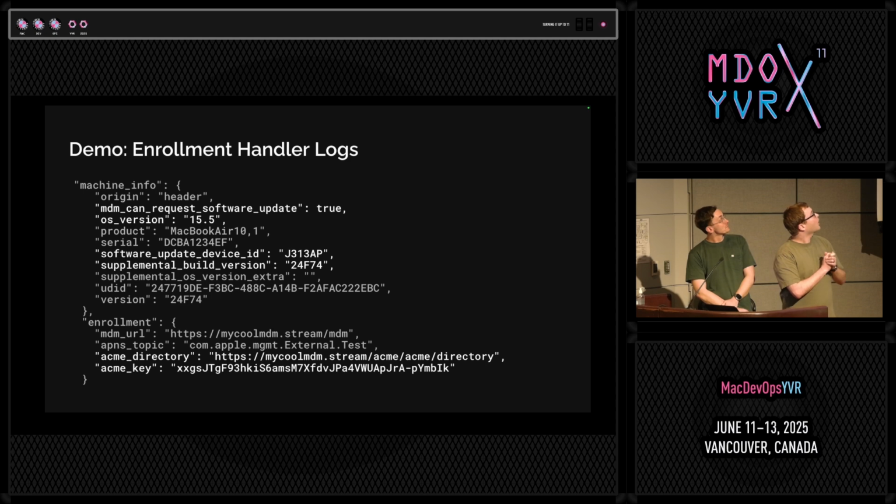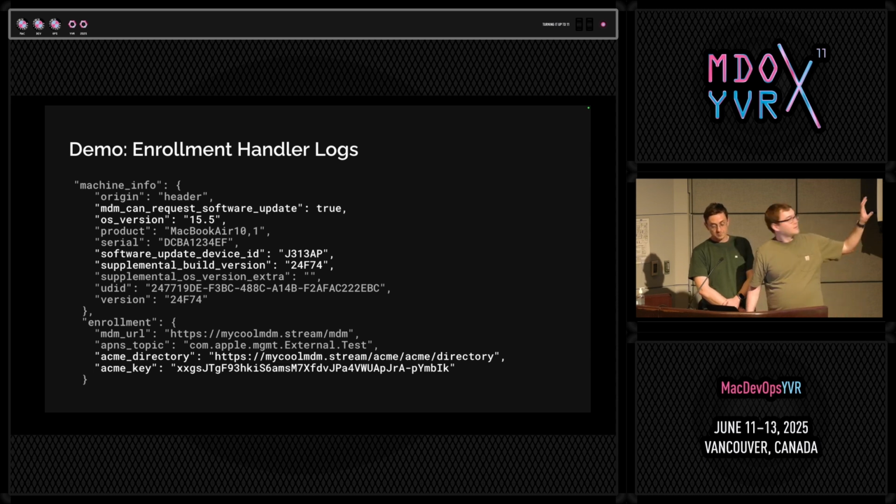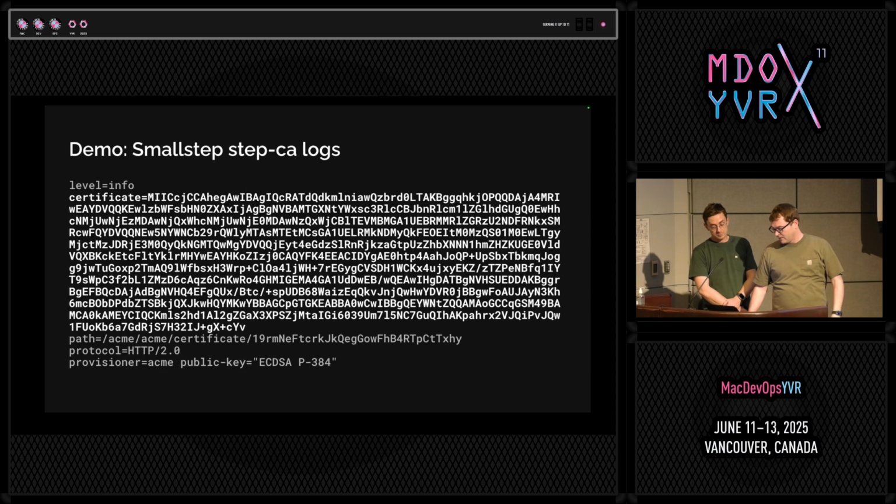So our enrollment handler, this is again the thing that opens that web view, and it's the server behind there serving the enrollment profile. So you can see we have all of our machine info coming from that header. Down here we have our Acme settings along with the dynamic Acme key here at the bottom. So the device gets the enrollment profile from this service. It then does the Acme flow with small step. Small step logs the certificate here.